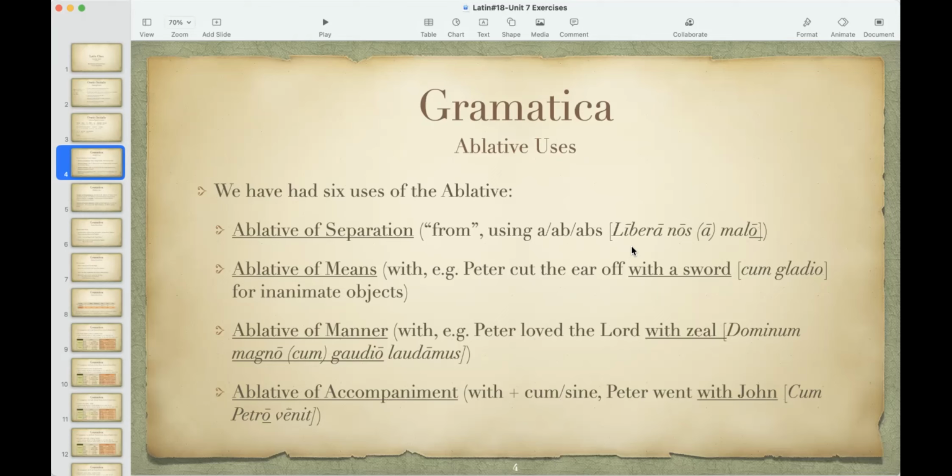Ablative of manner. We praised the Lord with great joy, Dominum magno gaudio laudamus, we praise the Lord with great joy. That must be something with the copy and paste I did there. I didn't notice. Ablative of accompaniment, meaning with, as in Peter went with John, cum Petro venit, with Peter he went in Latin. Let me fix this. This should be we praised, yeah, there we go, the Lord with zeal, or with great joy, might be better.